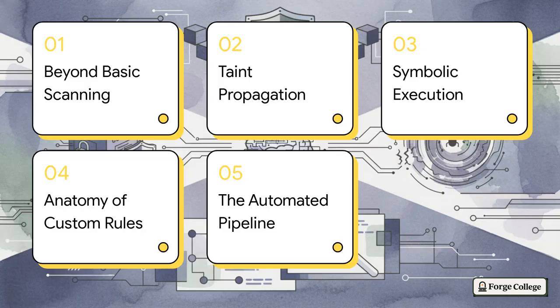So here's our bug hunter's blueprint for today. We're going to cover 5 main things. First, beyond basic scanning. Then, tracking mud, which is all about taint propagation. After that, multiverse simulation, also known as symbolic execution. Fourth is the anatomy of custom rules. And finally, the automated pipeline. Basically, we'll hit the theory first and then assemble it into a super practical CI/CD pipeline.